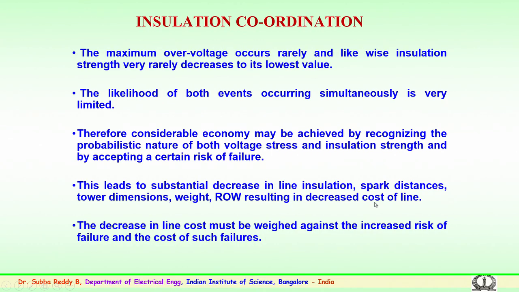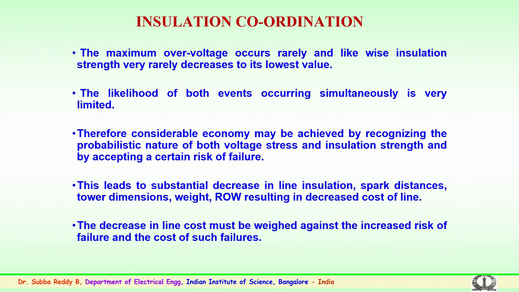The maximum over voltages, as we know, occur rarely, and likewise insulation strength rarely decreases to its lowest value. This has been seen in practice. So, the likelihood of both events, that is the over voltage occurrence and the insulation strength decreasing simultaneously, is a very limited and very rare event.